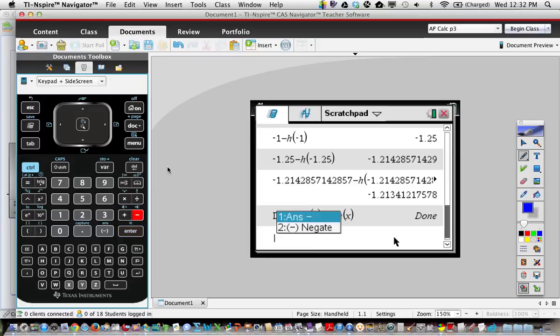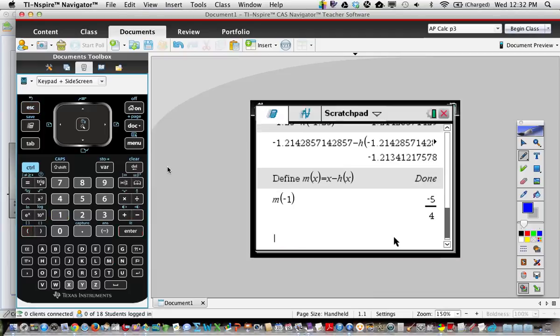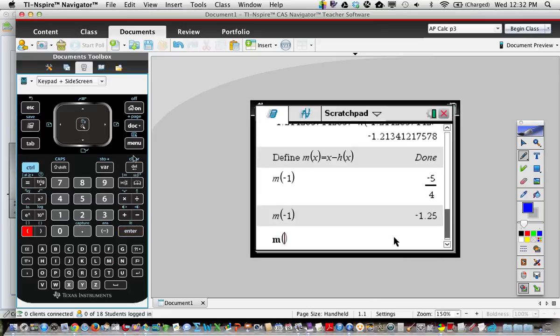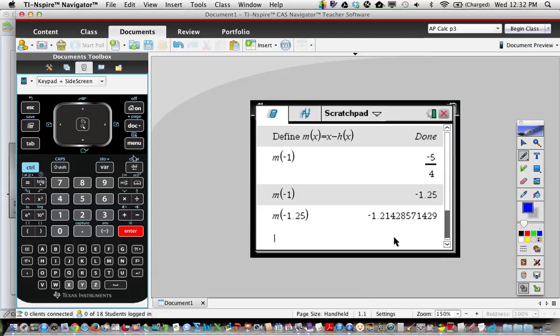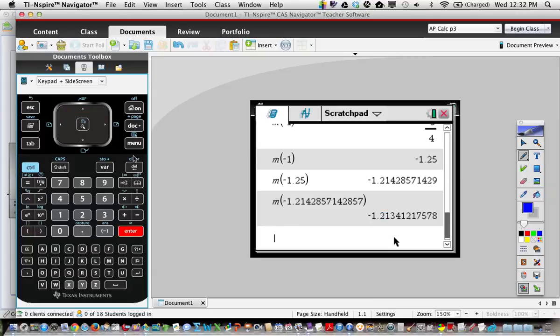And then go negative, and then M of negative 1, and then M of that, and then M of that, right? That's all good stuff. There's even a better way.